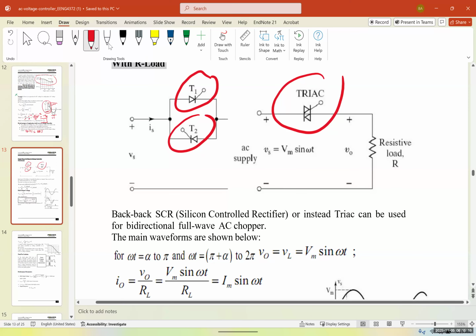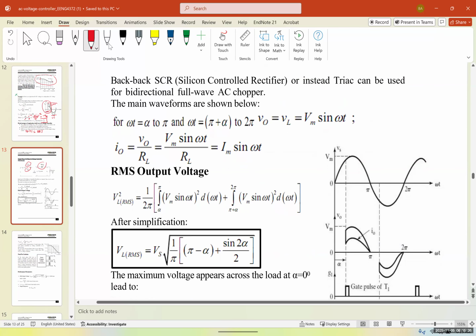Now, the main waveform for this full-wave system, for omega t equal to alpha to pi, and omega t equal to pi plus alpha to 2 pi, V out would be equal to VL, which is equal to Vm sine of omega t.